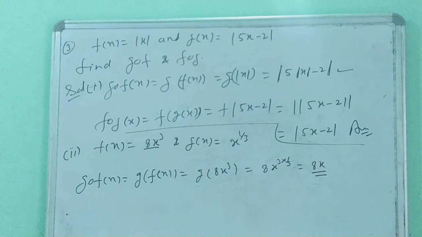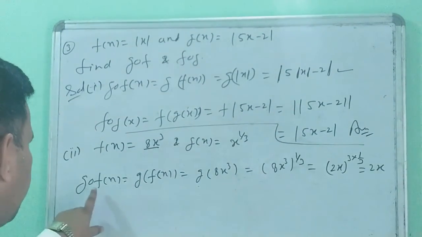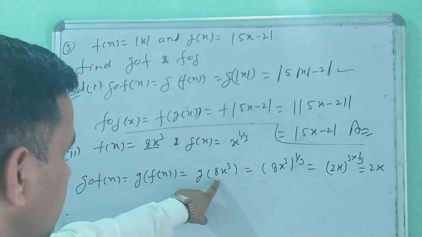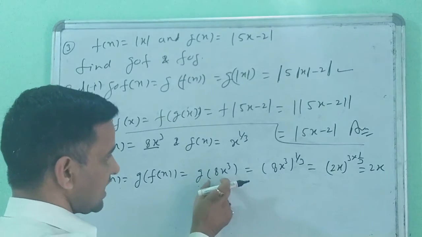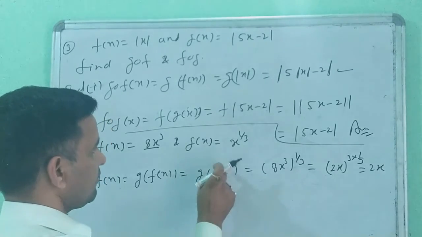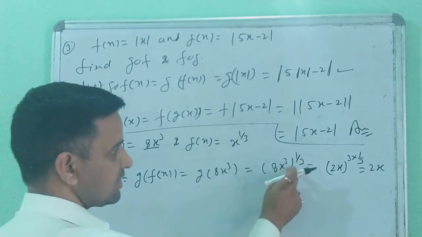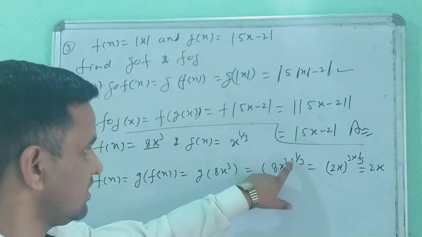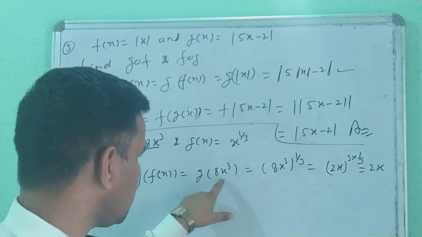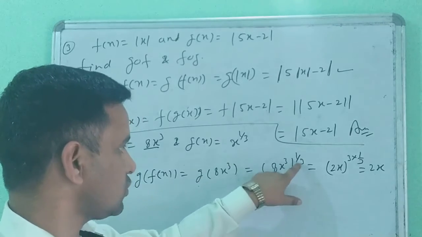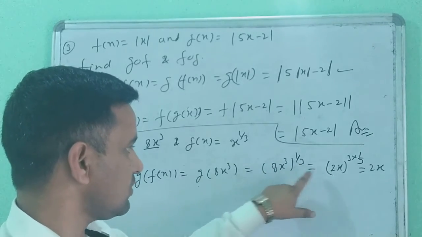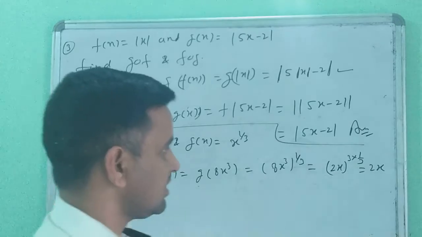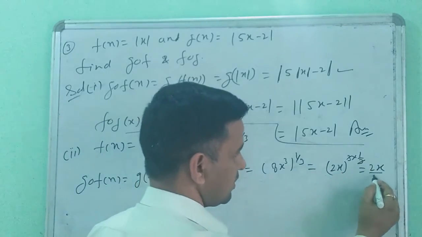Next part: you will find gof. In the first part, you found gof, f(x) inside g. So this is 8x cube, and this portion is g(x). The value of g(x) is x to the power 1 by 3, and you write the exponent outside. This 8x cube is converted into (2x) whole cube. Then the 3 and 3 cancel, and the result will be 2x.